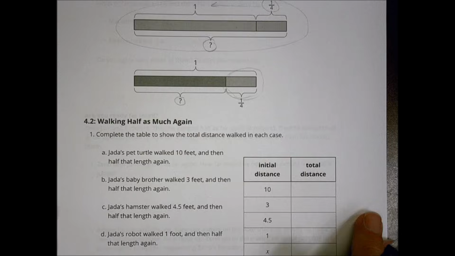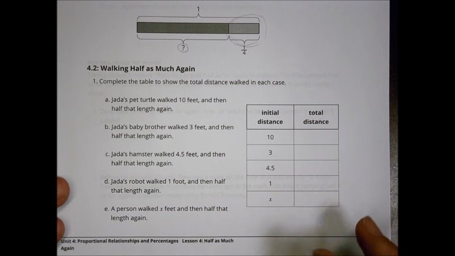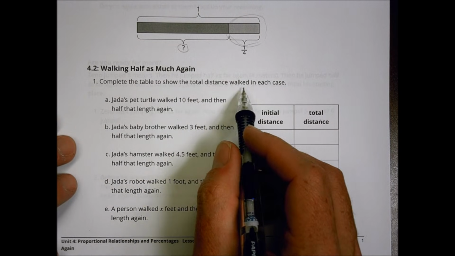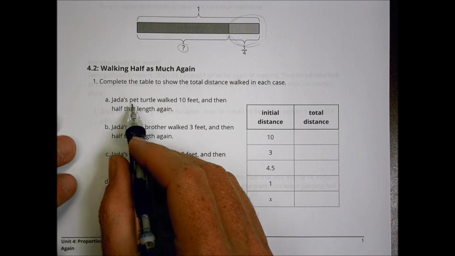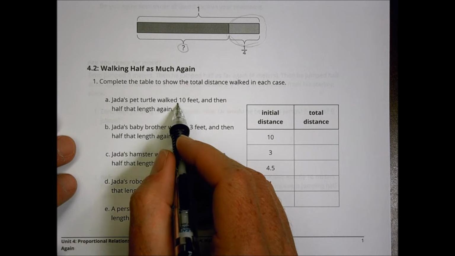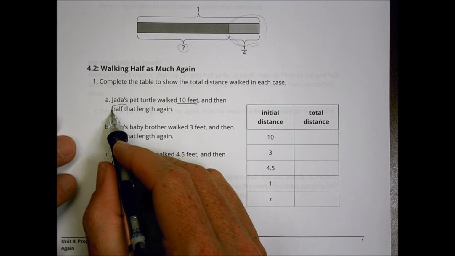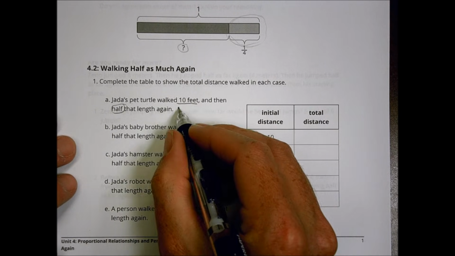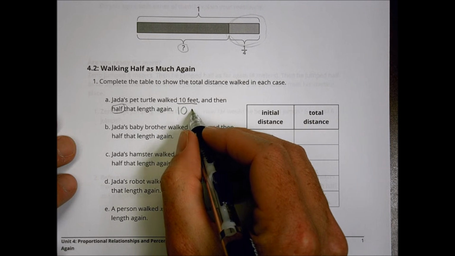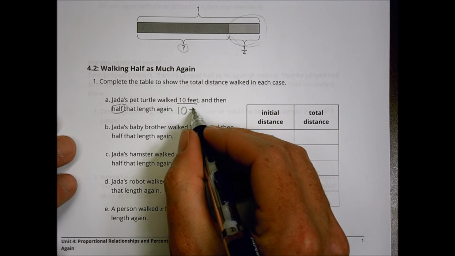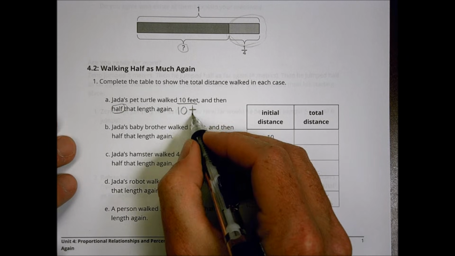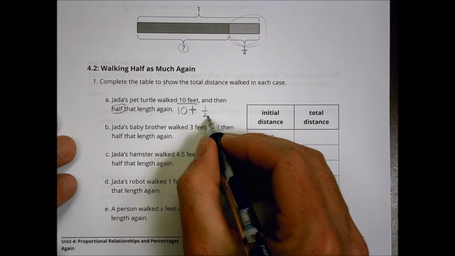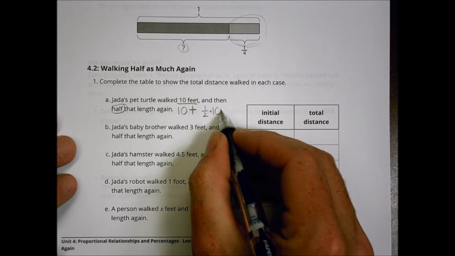So today you went to Activity 2, which is called Walking Half as Much Again. I want you to complete the table to show the total distance walked in each case. In this first one, it says Jada's pet turtle walked 10 feet and then half of that length again. Let's think this through real quick. This means she's walking 10 feet, and then we're going to add to it, because it's an "and then," half of that length again. So initially we did 10, and then we're going to do half of 10.